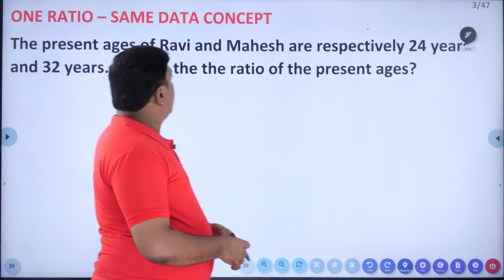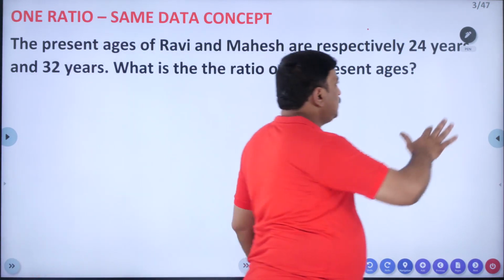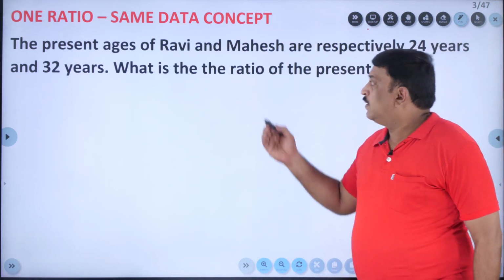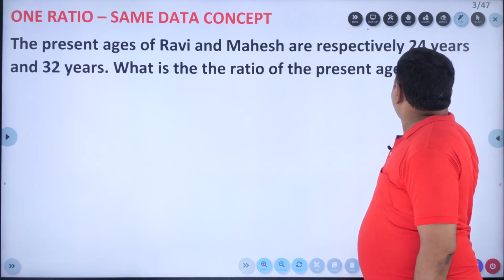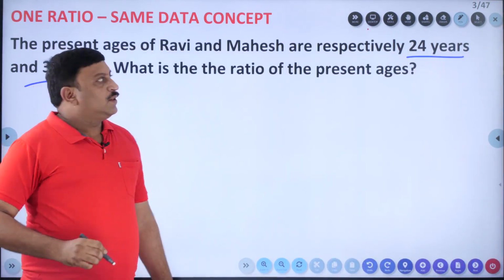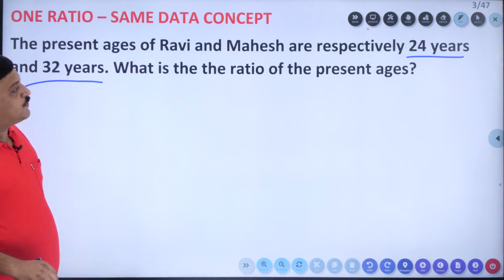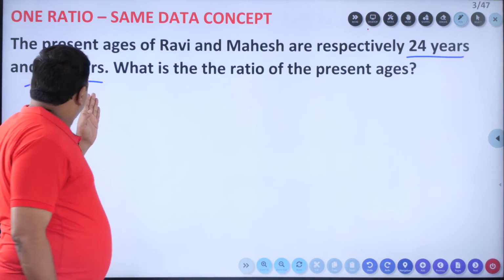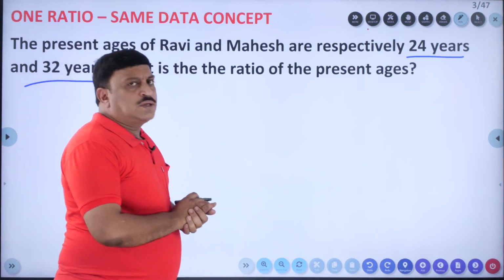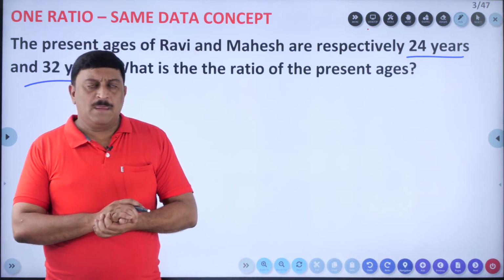Okay, this is one ratio, same data concept, but in this one I didn't take the ratio actually. See, the present ages of Ravi and Mahesh are respectively 24 years and 32 years. Two persons are there. They are the present ages of Ravi and Mahesh, and they are respectively 24 years and 32 years. What is the ratio of the present ages? That is the question.